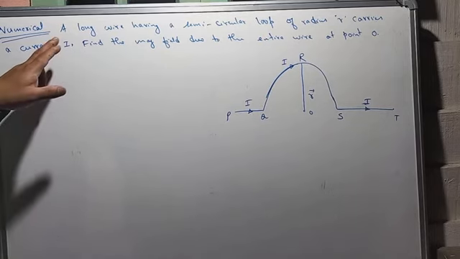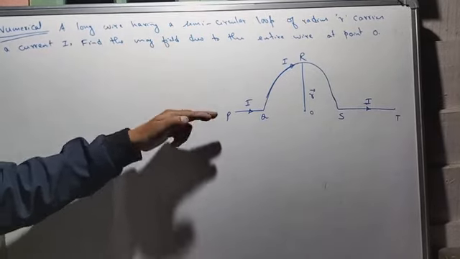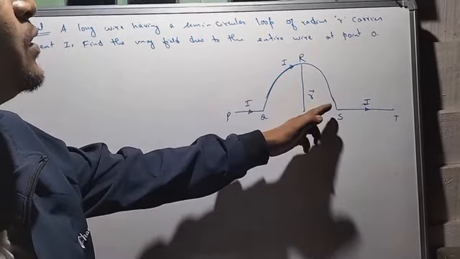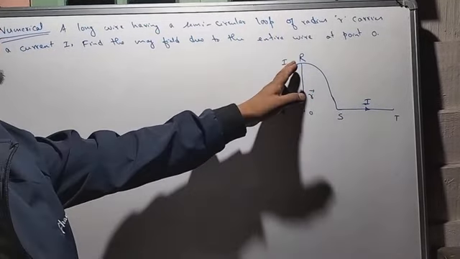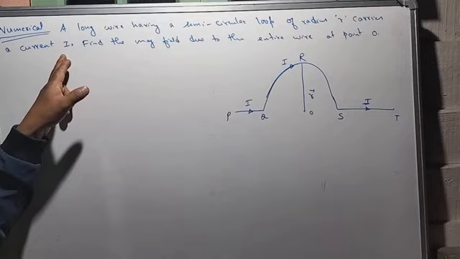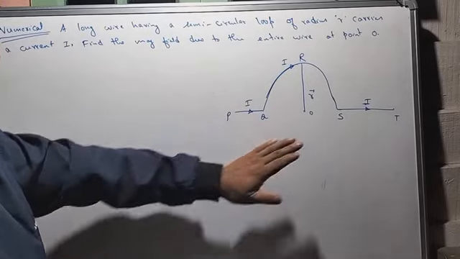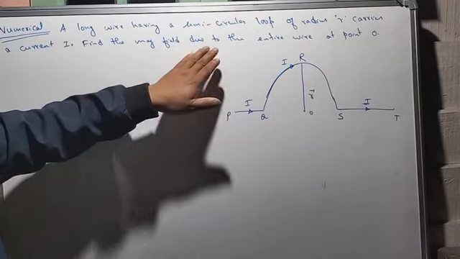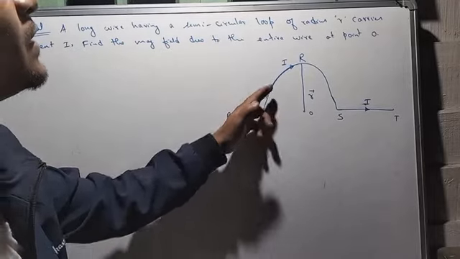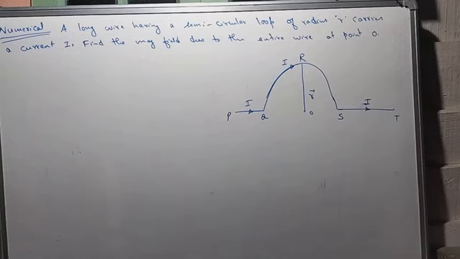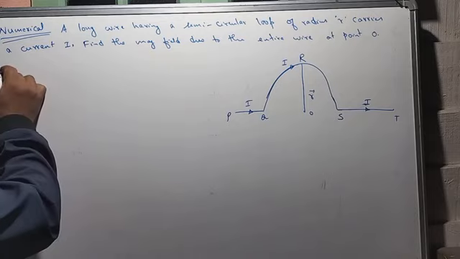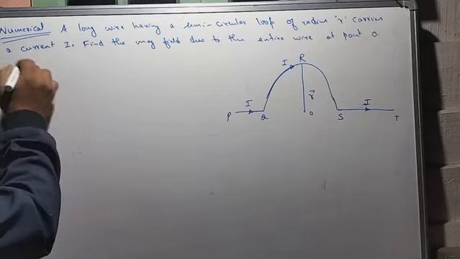The question says that a long wire having a semicircular loop of radius r carries a current I as shown in this figure. We have to find the magnetic field due to this entire loop at the center of the loop, that means at the point O. Okay, all right. So now let us solve this problem.